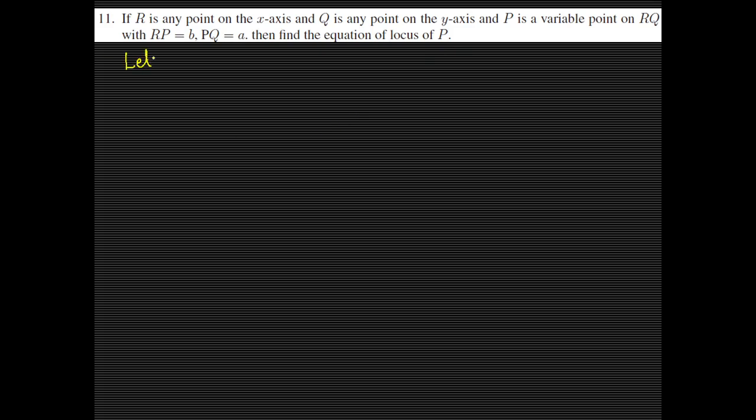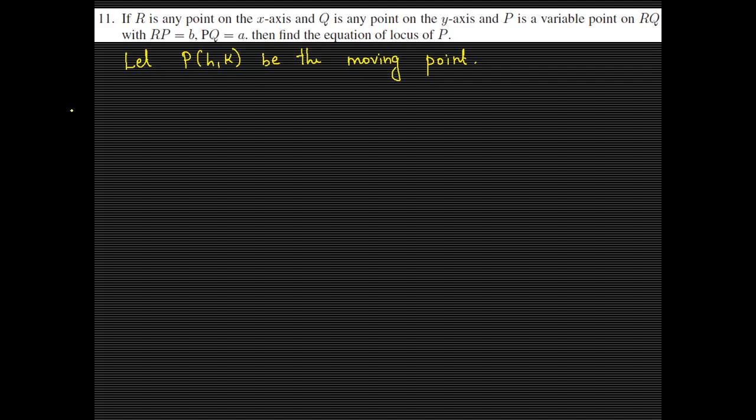Therefore we are writing: let P(H, K) be the moving point. So first let us write this first step. We are giving the coordinates of P to be H comma K. And then we have to write the given conditions in that question.